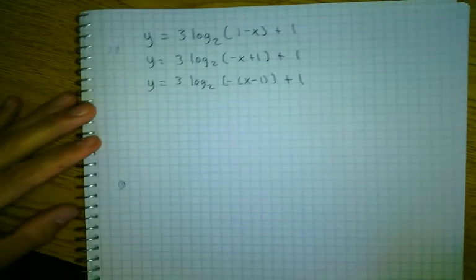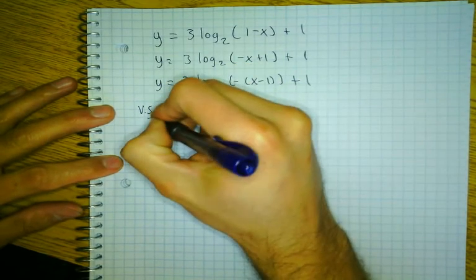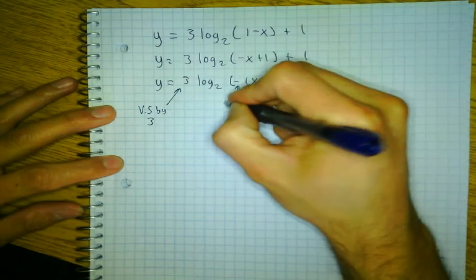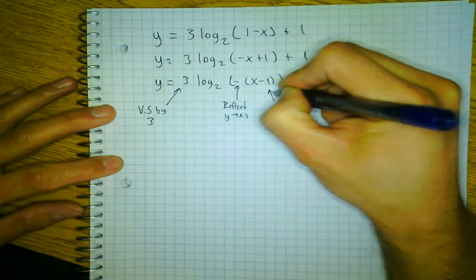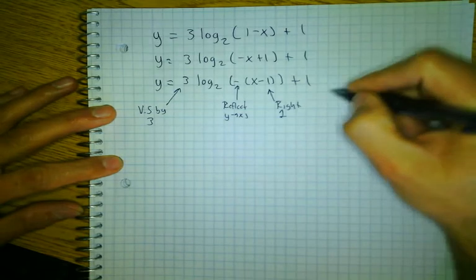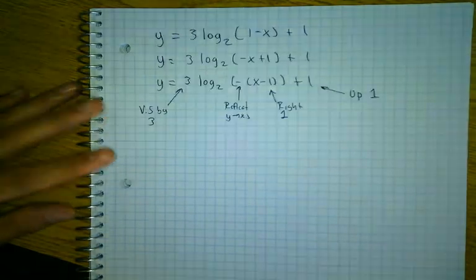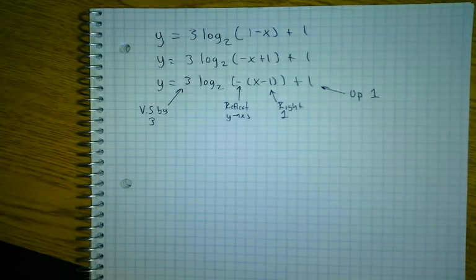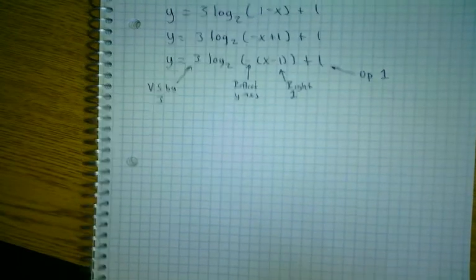Okay? All right, the 3 would be a vertical stretch. The negative inside the parentheses would be a reflection over the y-axis. The minus 1 inside the parentheses would be right, 1 unit. And the plus 1 at the end would be up, 1 unit. Cool? Any questions about transformations? All right, so then you tell me, based on the first example, how would you begin this problem?